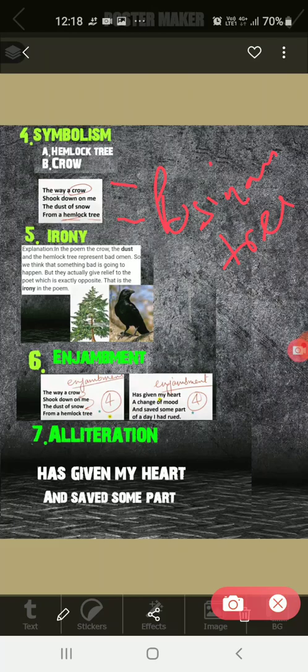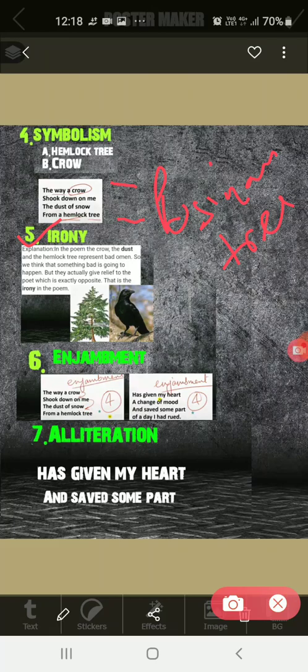Now moving towards another important poetic device, that is irony. Here in the poem, the crow, the dust and the hemlock tree represent a bad omen. So we think that something bad is going to happen, but they actually give relief to the poet, which is exactly opposite. That is irony in the poem.